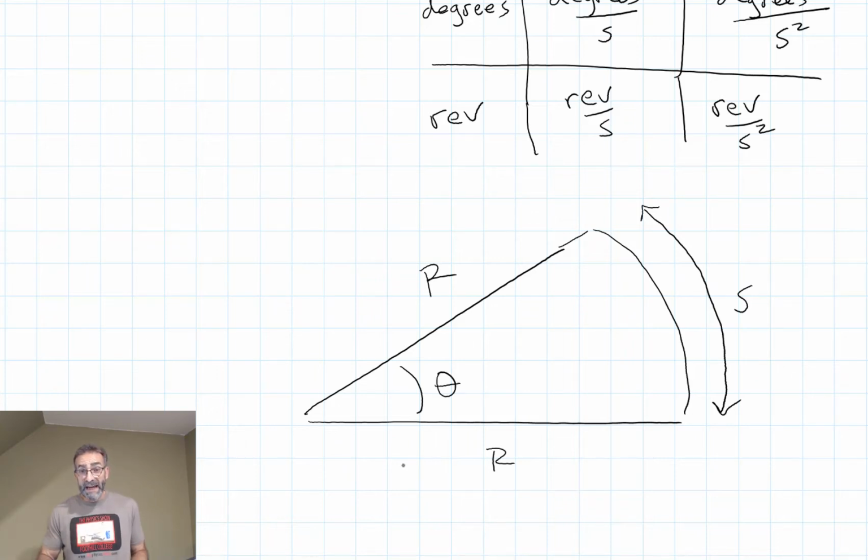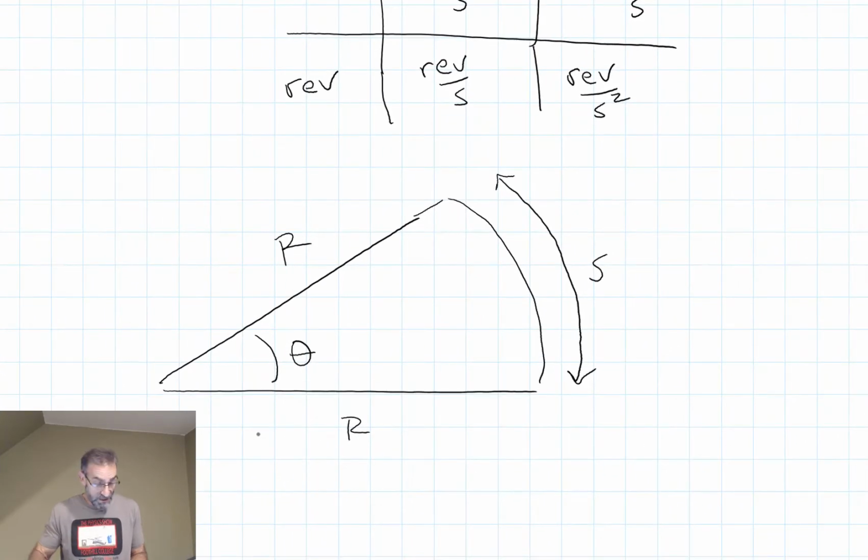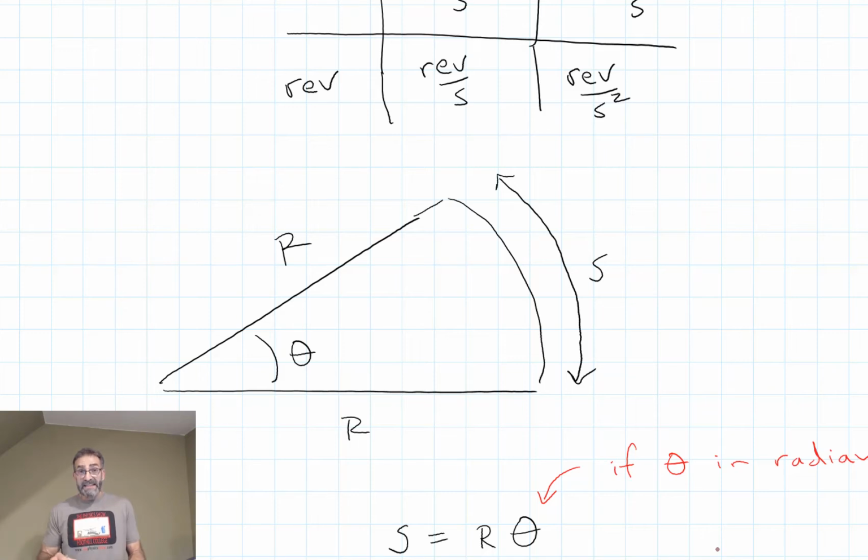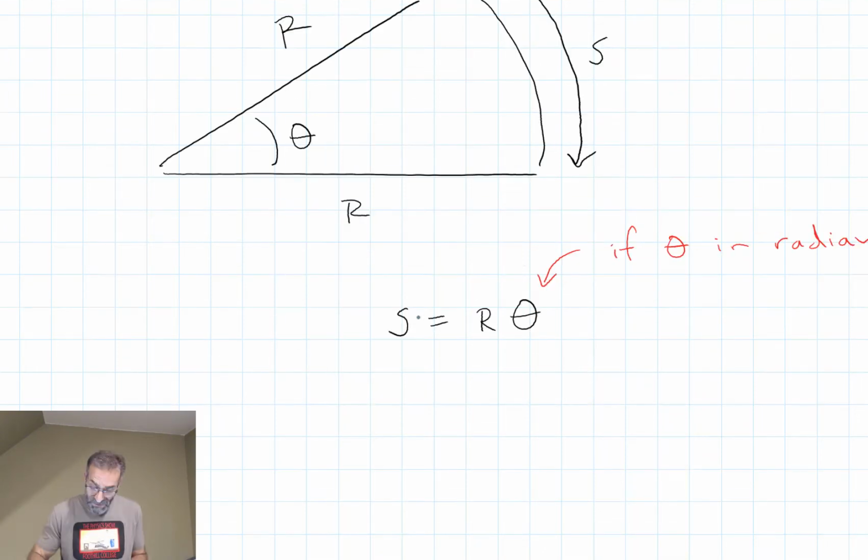Here's a situation where we have a radius r and an arc length s and an angle theta. And we know that there's a relationship between the arc length and the angle and the radius. S, the arc length, is equal to the radius times the angle theta, if theta is in radians. So if theta is in radians, we can use this relationship. The arc length is equal to the radius times the angle. The arc length is the distance, right? The linear distance that our object traveled.